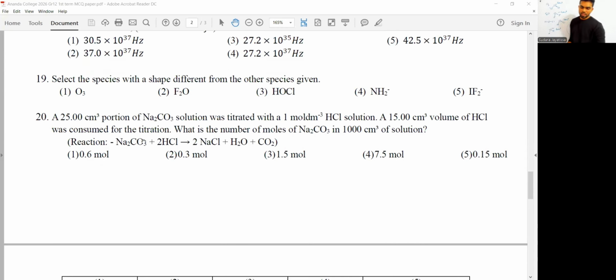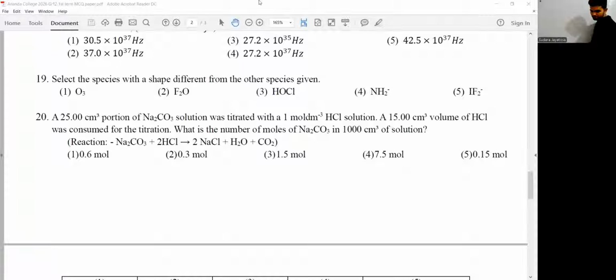Okay, the next one, 20th one. 25 centimeter cube portion of sodium carbonate was titrated with HCl solution. And it says 1 mole per decimeter cube of HCl solution, and 15 cubic centimeters was consumed for this titration. And it's asking how many moles are there in 1000 cubic centimeters of solution. Okay, we'll see. And they have given the balanced chemical reaction too. Let's see how to use it.